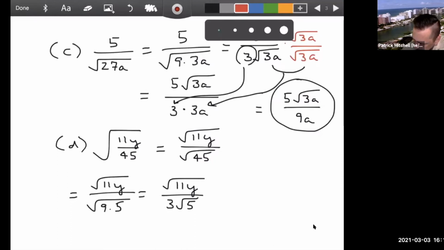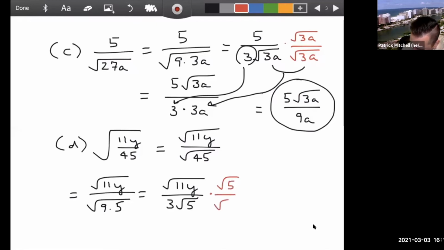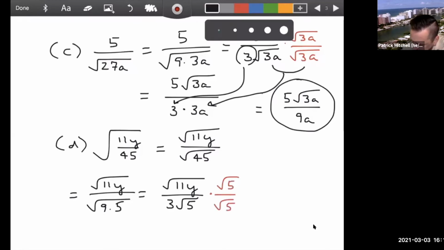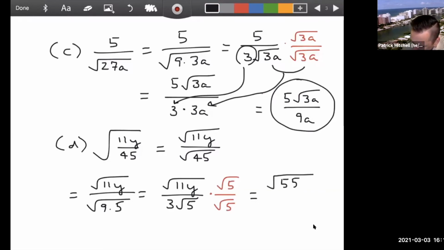And now I'm going to multiply upstairs and downstairs by the square root of 5. And that is going to give me the square root of 11y times the square root of 5, which is the square root of 55y. Note that is in simplest form because 55 does not have any perfect square factors besides 1. And then the square root of 5 times the square root of 5 is 5. And 3 times 5 is 15.